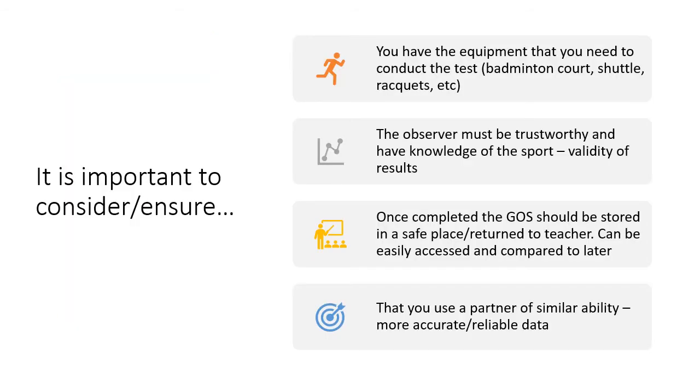On the right hand side here are all the things you need to consider prior to the general observation schedule. You need to make sure you have the equipment that you need to conduct the test. The observer must be trustworthy and have knowledge of the sport. That will make your results valid and accurate. Once completed, the observation schedule should be stored in a safe place or returned to your teacher. It needs to be easily accessed and compared to later when you retest. And when you're playing your game, it needs to be a partner of similar ability. Again, this will make your results more accurate and reliable as you're showing your skills. These are the things that will help you when you're analysing.